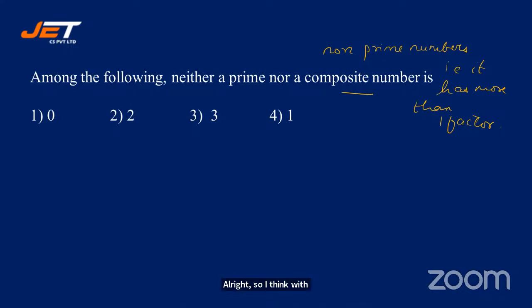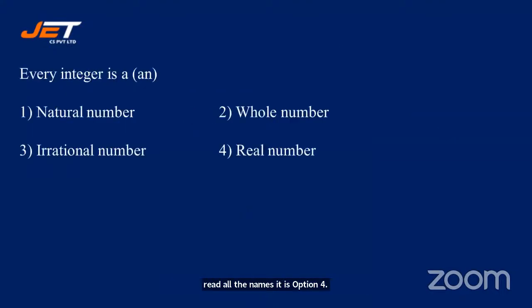Let's see how many are giving me the right answer. Okay. Yes. Excellent. Monica, Rajeshwari, Akshita. Okay. Bhavana. All right. The names are running. I'm not able to read all the names. It is option 4, 1. Perfect. See the next question.